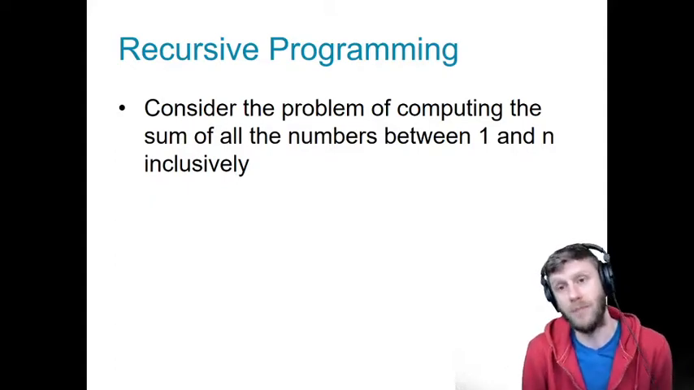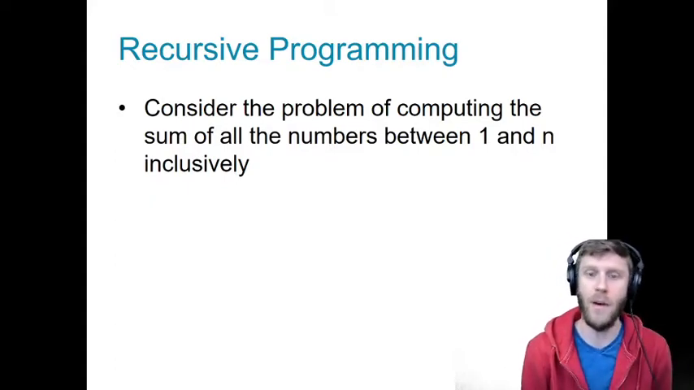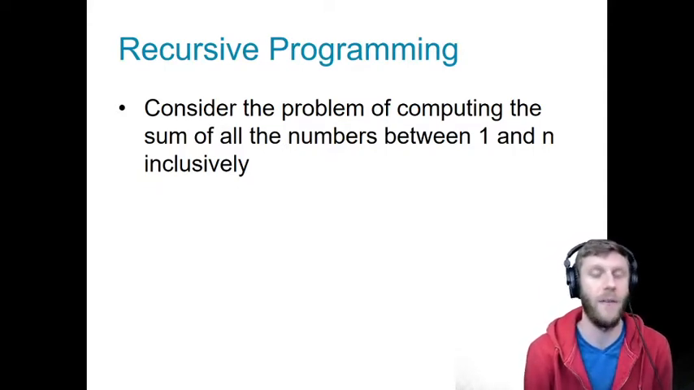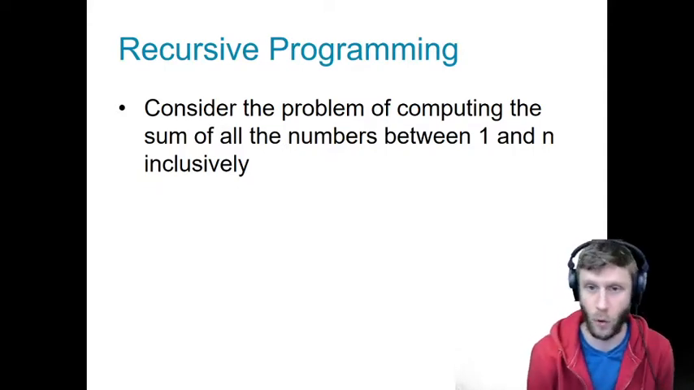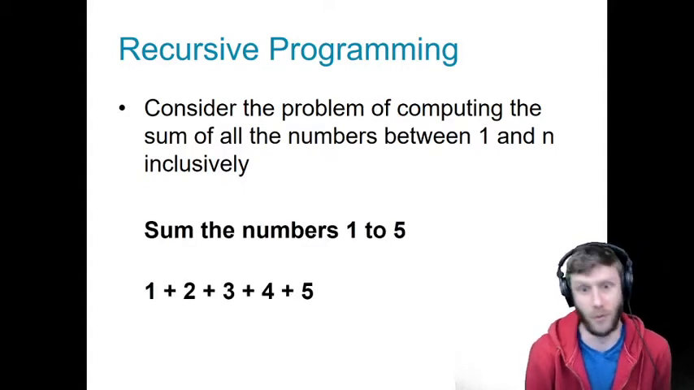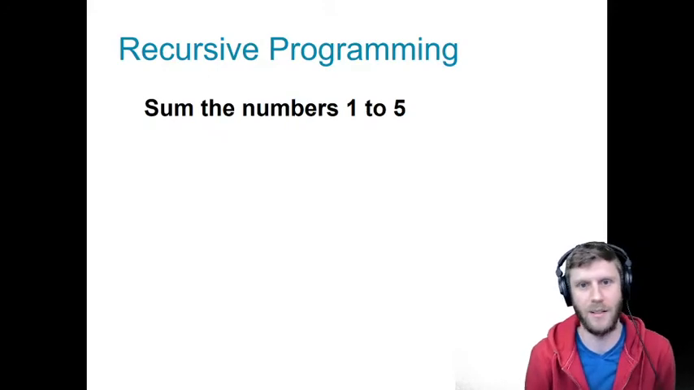Consider the problem of computing the sum of all numbers between 1 and n inclusively. So if I say 5, I want 1 plus 2 plus 3 plus 4 plus 5. So sum the numbers 1 to 5. Great.